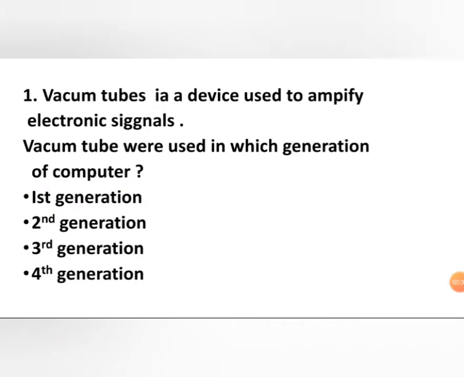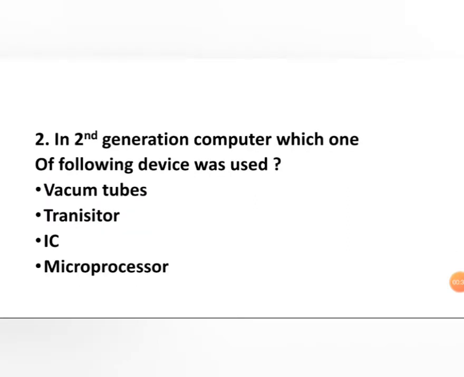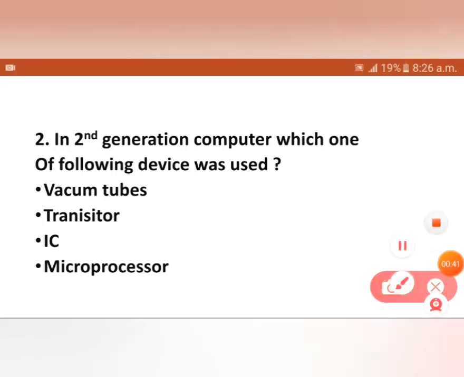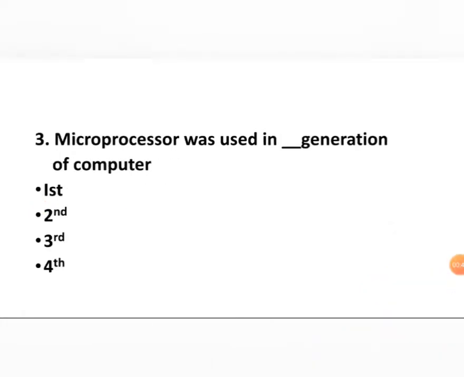Now question number 2 is, in second generation computer, which one of the following devices was used? Vacuum tube, transistor, IC, microprocessor. The correct option is option number 2, transistor. Now question number 3 is, microprocessor was used in dash generation of the computer: first, second, third and fourth. The correct option is option number 4, fourth generation of the computer.